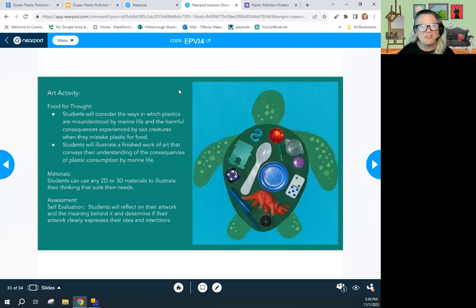And so that brings us to the final art activity. In this activity, I invite you guys to consider the ways in which plastics are misunderstood by marine animals, and consider the harmful consequences these sea creatures experience when they make this mistake and mistake plastic for food. You guys can illustrate a finished work of art that shows your understanding of these consequences when marine animals eat plastic. Again, any 2D or 3D materials that you want to use are A-OK.